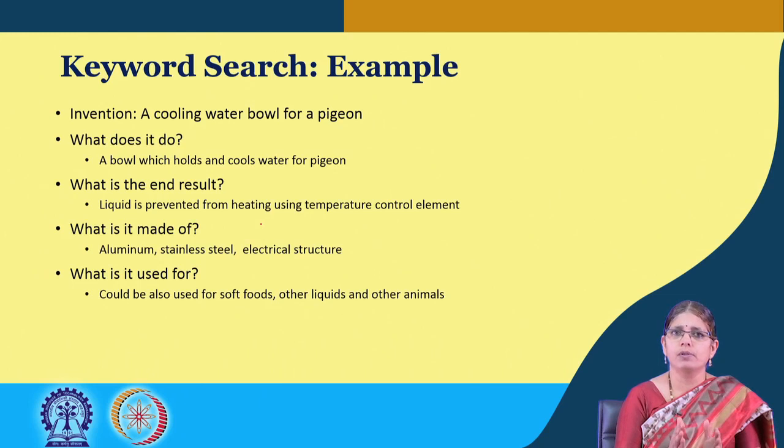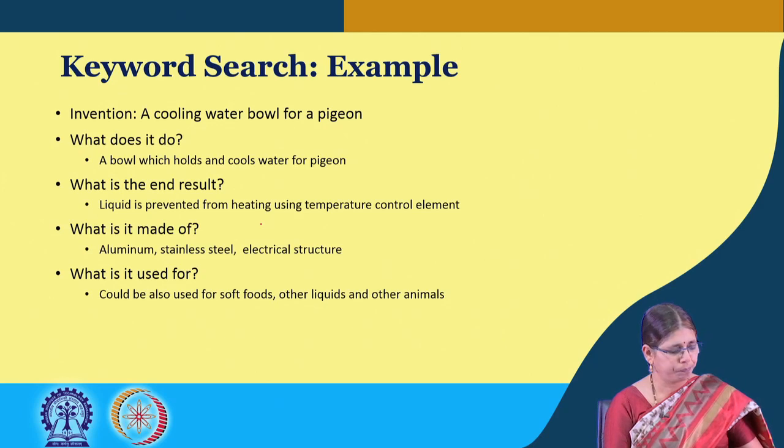So, here we are looking at the structural aspect of the bowl itself. It could be made of aluminum, stainless steel, and then it could also have an electrical structure which is actually providing for the cooling function. There could be alternate uses of this particular bowl, which is also relevant for, let us say, other areas. So, understanding this entire gamut is important to assemble the relevance of the keyword search in relation to a particular invention.